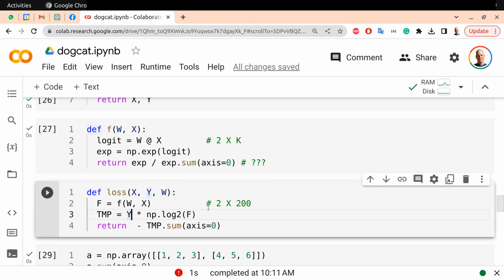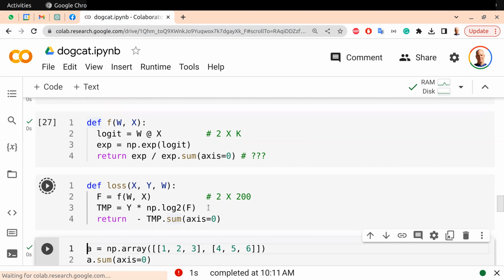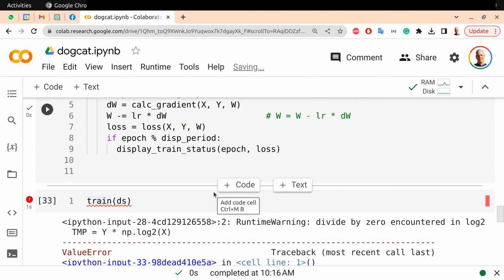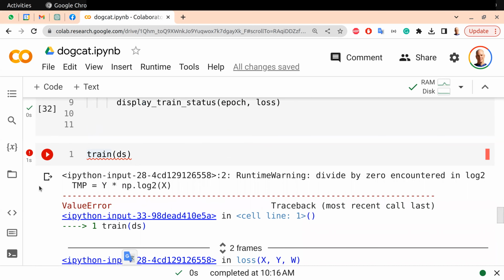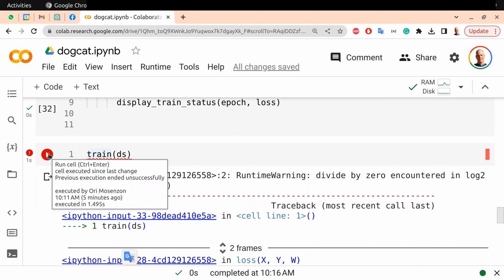Okay. And why do we multiply it by Y? Because that's the definition of cross entropy, and the minus also comes from the definition of cross entropy, and also the sum. Okay, so I'm updating this function now. So we corrected it, and let's try to run it again. Will it run? No way. Of course not. What do you mean?